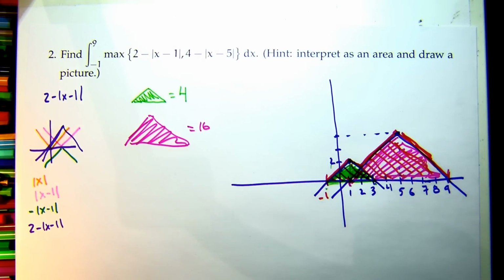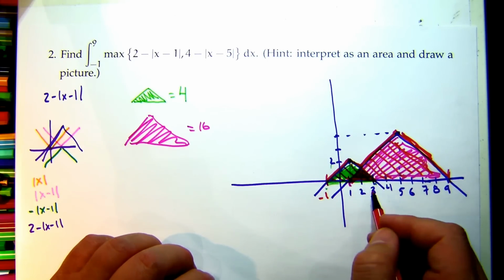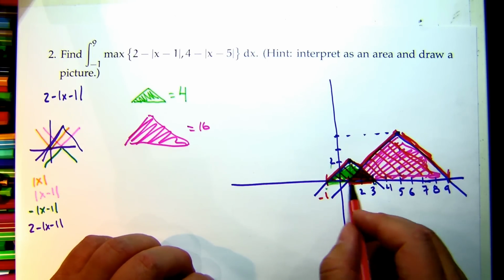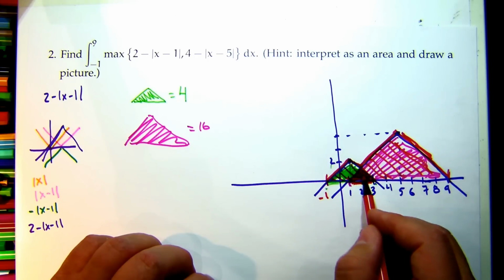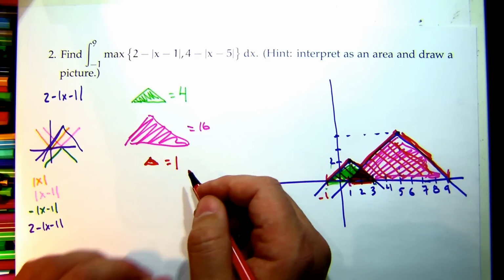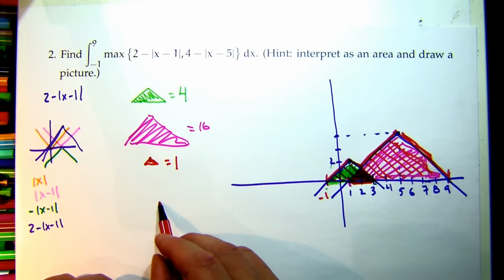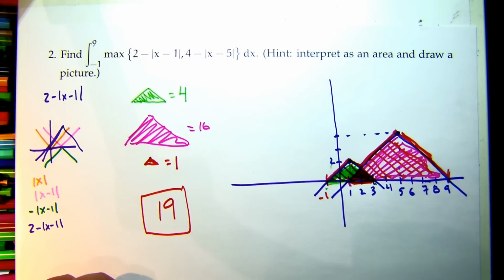And then I have something that's so crowded you can't even tell what I'm drawing, but this little overlap. The base is 2, height is 1, so the overlap is 1. So 4 plus 16 minus 1 gives us 19. And we're done.